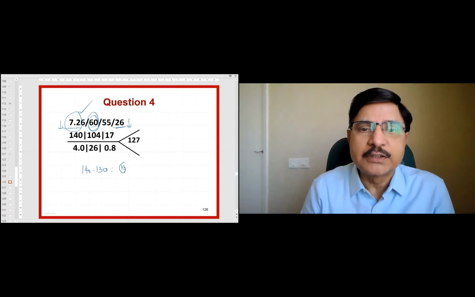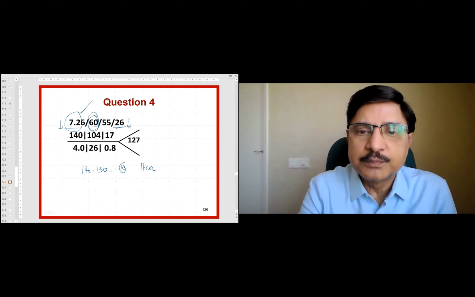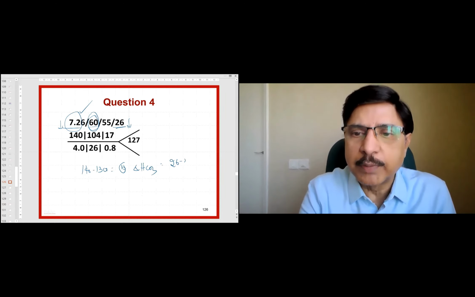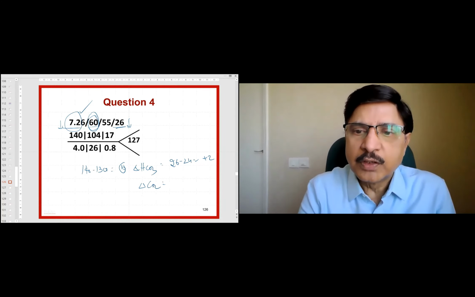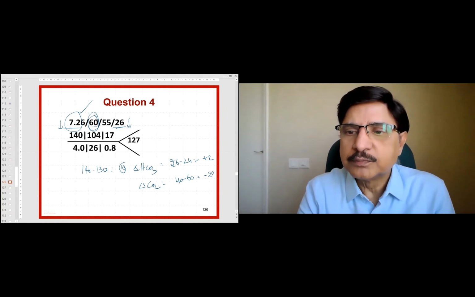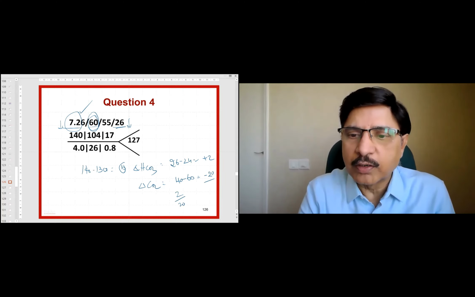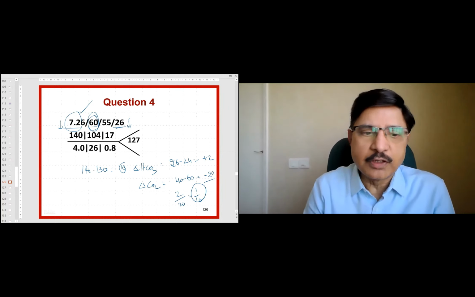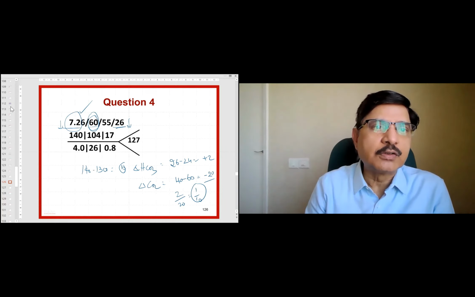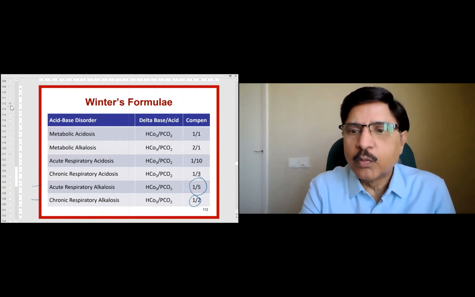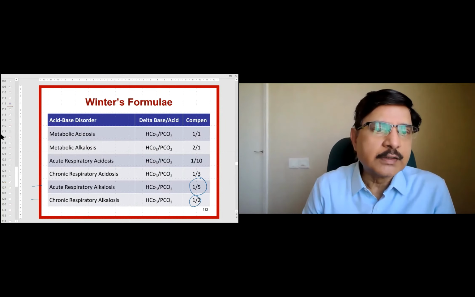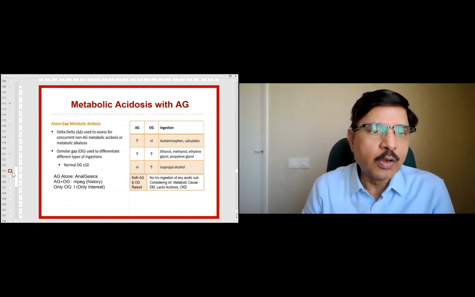Now, what is the compensation like? What is the delta bicarbonate? Delta bicarbonate is 26 minus 24, equal to plus 2. Delta carbon dioxide is equal to 40 minus 60, which is minus 20. 2 by 20 is what? 1 by 10. Which one is suitable for that 1 by 10? You see here, acute respiratory acidosis is 1 by 10. So that is the answer. Acute respiratory acidosis is the answer.